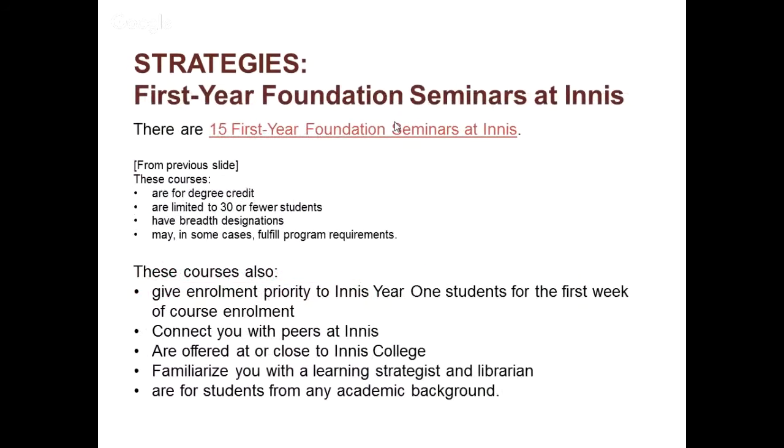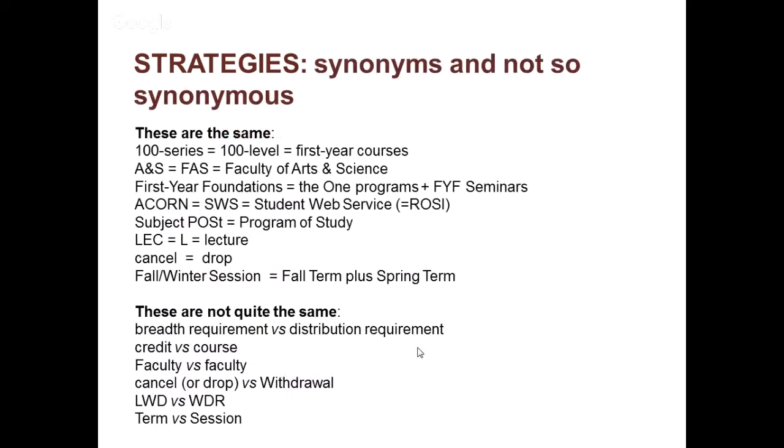Okay. So what is it about these courses that we think is good? Well, from the previous slide, they count for degree credit. They're limited to 30 or fewer students. They all have breadth designations attached to them. They may, in some cases, count towards program requirements, but they also give enrollment priority to Innis first-year students in the first week. Remember that, because we're going to talk about priority any minute now. They connect you with peers at Innis. They're offered at or close to Innis College. We're going to familiarize you with a learning strategist in our library, and they're for students of any academic background. Okay, so we're getting closer and closer to those enrollment controls.